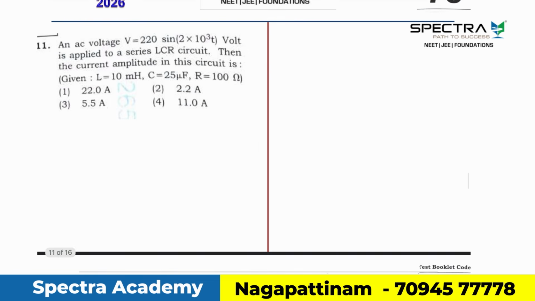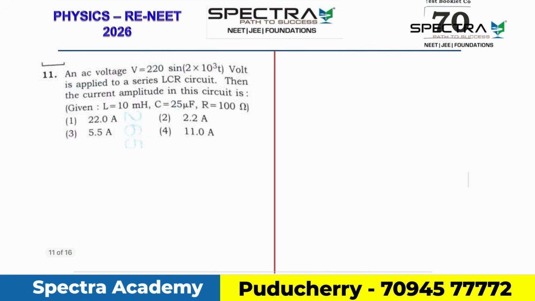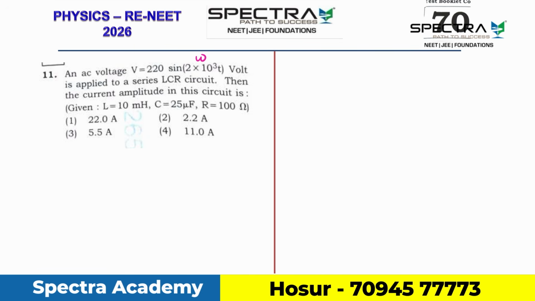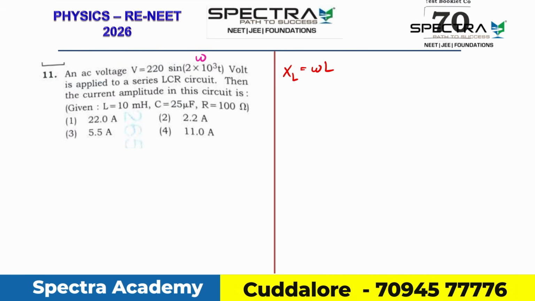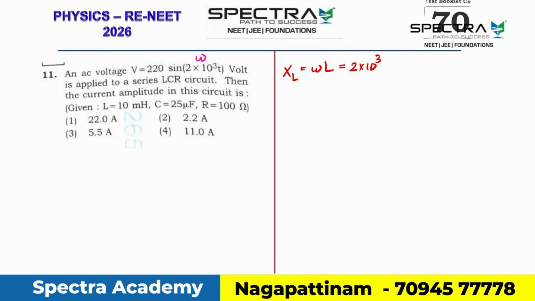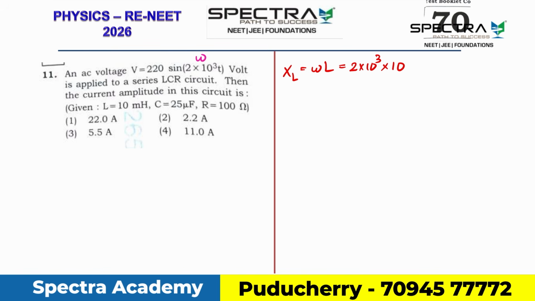Question number 11, students. An AC voltage V is equal to 200 sine of 2 into 10 power 3 t, where 2 into 10 power 3 is omega, is applied across a series LCR circuit. Then the current amplitude is equal to voltage amplitude by impedance. To find impedance we need XL and XC. So let me find XL. XL is equal to omega L. Omega is 2 into 10 power 3, into L, which is given in the question as 10 millihenry, 10 into 10 power minus 3, that is 10 power minus 2. So it is equal to 20 ohm.